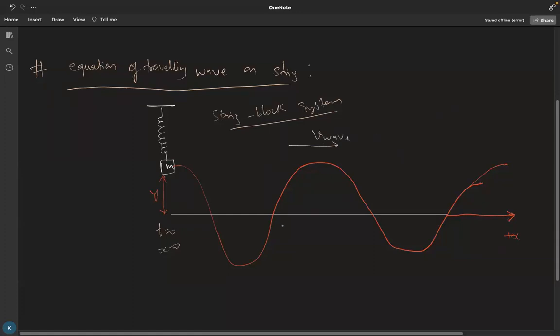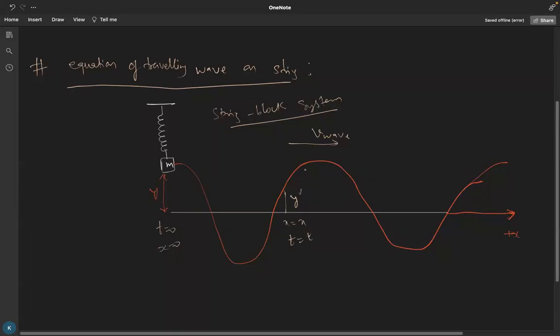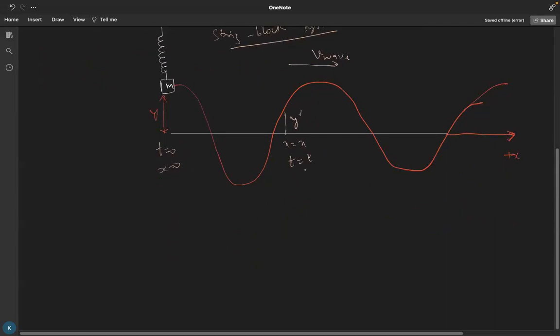Okay. So if I'm talking about some x equal to x and some t equal to t, I'm finding that there is some next displacement, which is equal to something like y dash, right? So we have a different value of the particle, or we can say we have a different coordinate of the particle at different time, right? Or we can say at different value of x.